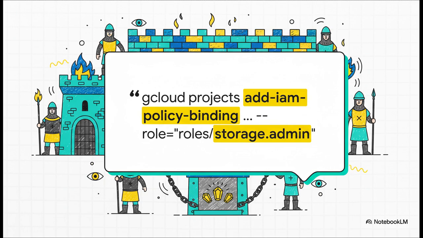Okay, so what does this look like in the real world? Well, a command like this one is basically you, the architect, giving a direct order. It says, for this project, take this specific service account and give it the storage admin key. It's clear, it's auditable, and it's exactly how you control who gets through which gates.